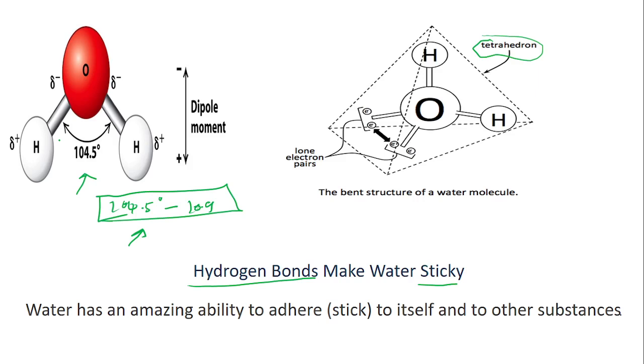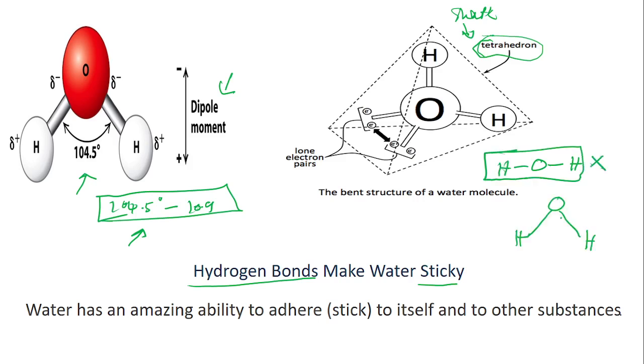The other thing you need to understand is the dipole moment. This dipole moment is because of the charge found in the water. The other one is the shape. This is the shape of water. You need to understand that water is not straight. Maybe at school you once drew it as a straight line, but that is wrong, because the shape of water is tetrahedral. It exists like that, and the angle here is 104.5. That's one of the important things you need to understand about water.